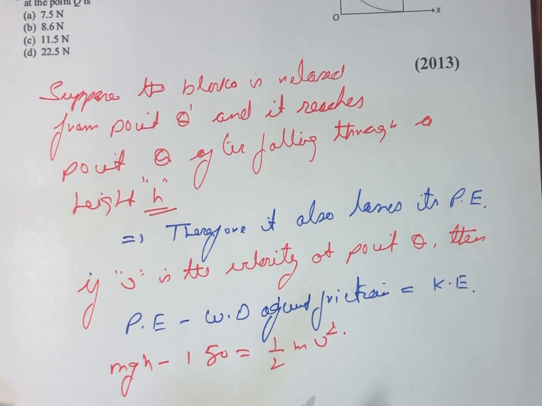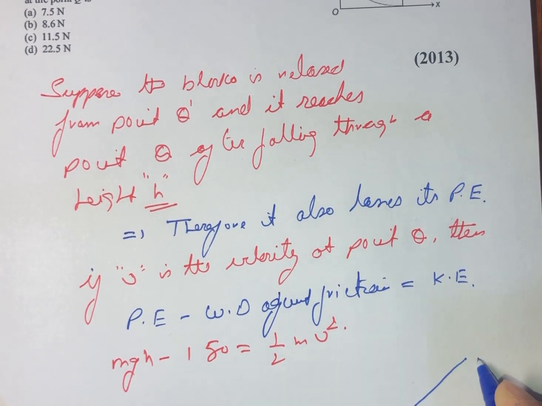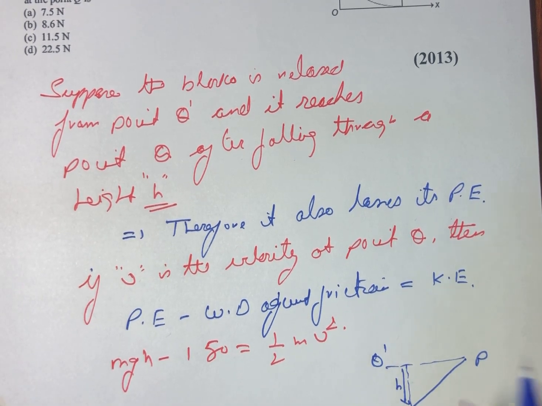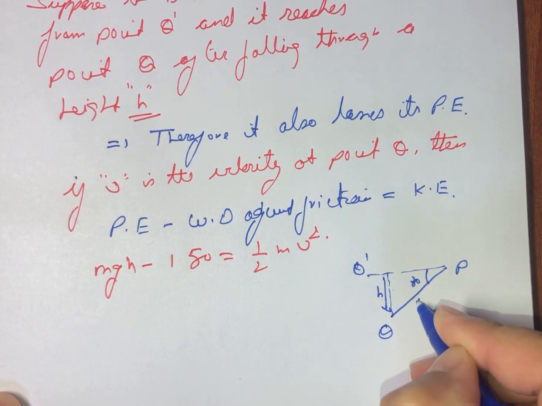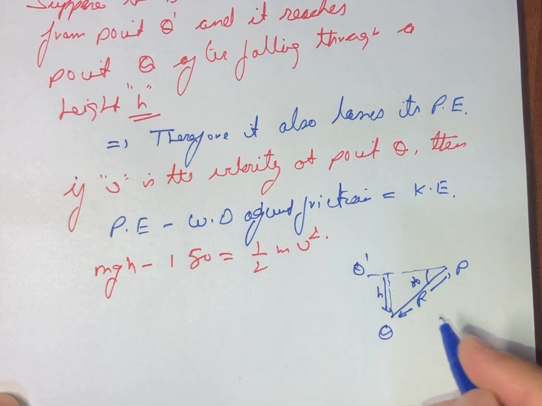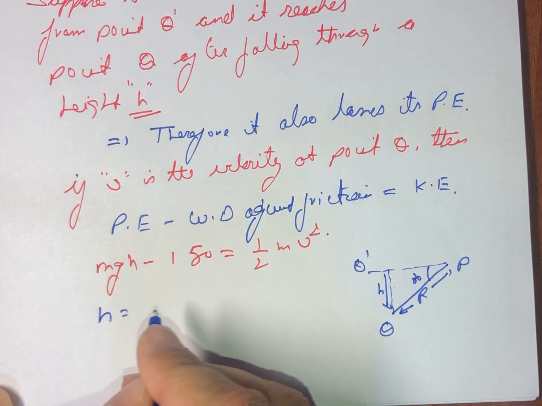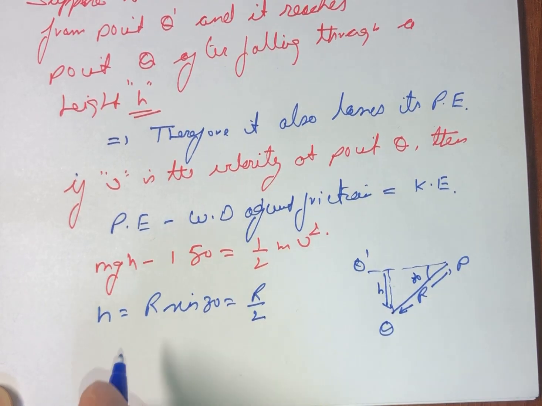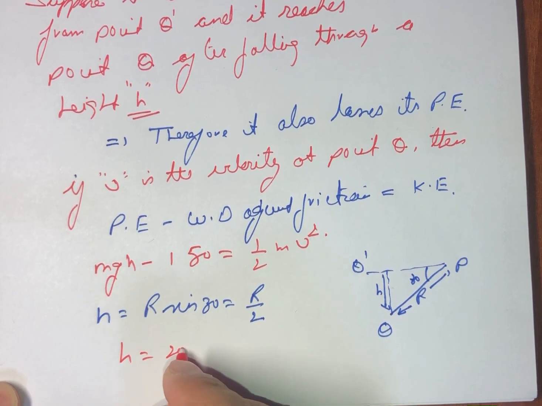Now we can find out the value of h, because if this is our Q point, this is our P point, and this is our Q prime. So for height h, we can say this angle is 30. This is the radius of the circular arc. So from here we can say that our h will be equal to r sine of 30, which is r by 2, or we can say that our h will be coming as 20 meters.